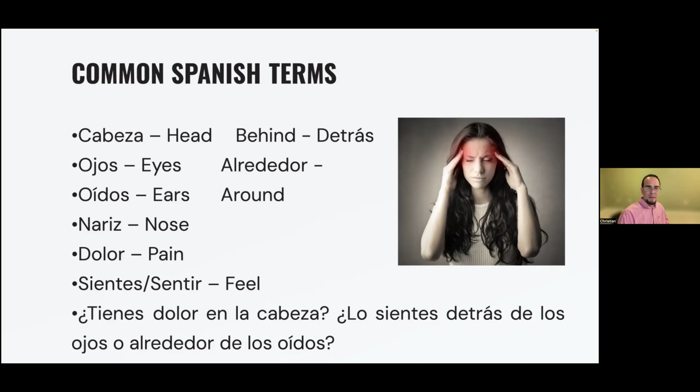So cabeza basically translates to head. So head pain, headaches, dolor de cabeza. Ojos will be directly translating to eyes. Oídos will be ears. Nose will be nariz. Pain itself will be dolor. And then sentir or sientes will be feel.